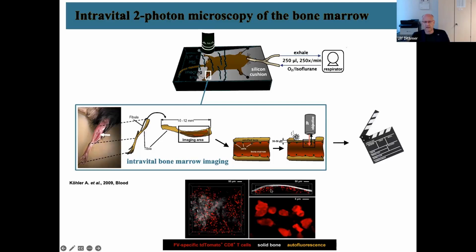And you can see that we can do microscopy inside of the bone. And these red cells here are, for example, fluorescently labeled CD8 positive cytotoxic cells. So we can see them in the bone.